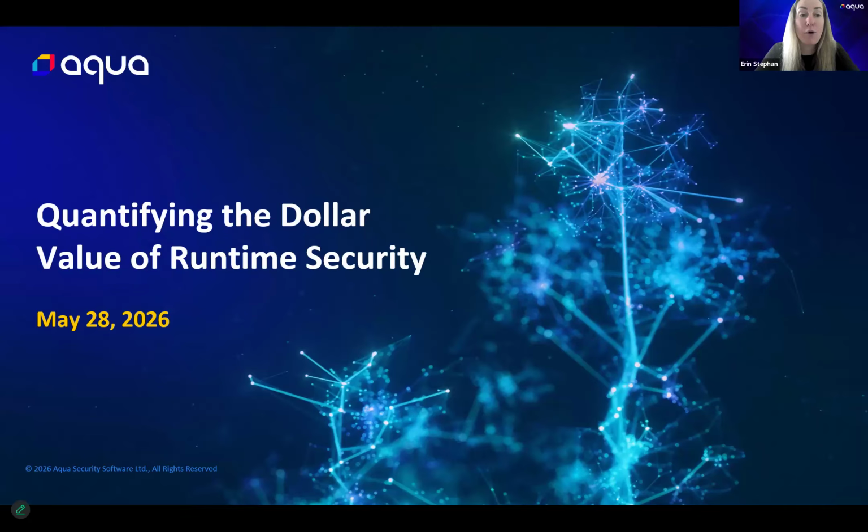Today, we're going to be talking about quantifying the dollar value of runtime security, and we're going to be introducing Aqua's new dashboard suite. These sessions are recorded. You will receive a copy of the recording in your email shortly after.